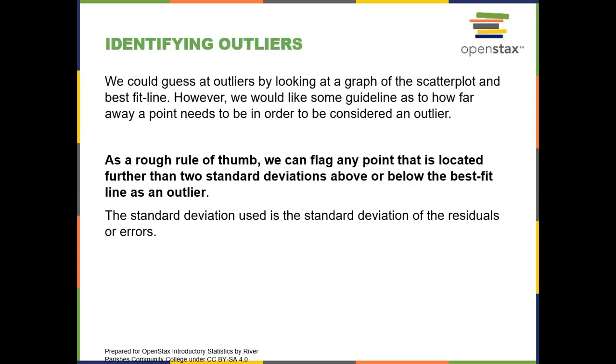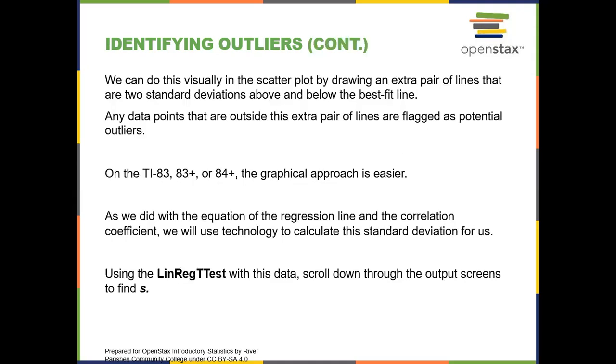So you could guess our outliers by looking at a graph of the scatter plot and best fit line. However, we would like some guidelines as to how far away a point needs to be in order to be considered an outlier. As a rule of thumb, we can flag any point that is located farther than 2 standard deviations above or below the best fit line as an outlier. The standard deviation used is the standard deviation of the residuals or errors.